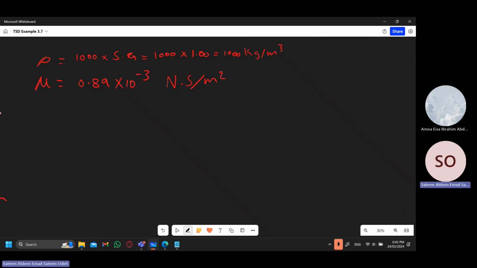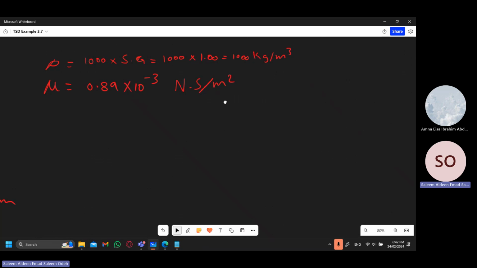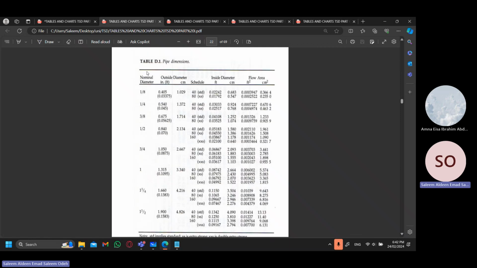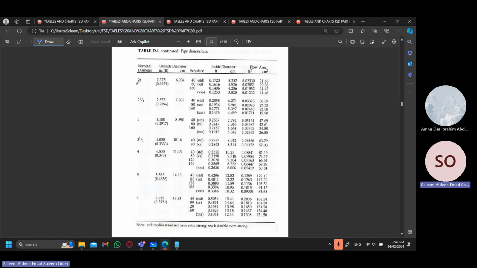After that, let's find the diameter and the area of the pipe. Now they told us that it is 2 nominal schedule 40. We'll go over to the tables again, but this time we'll go to table D10, which can be found on page 22 of the booklet that Dr. Kamil gave you. And we'll go all the way down until we find 2 nominal schedule 40.